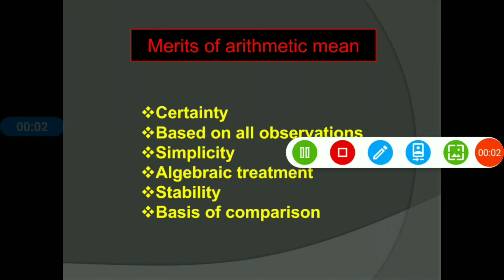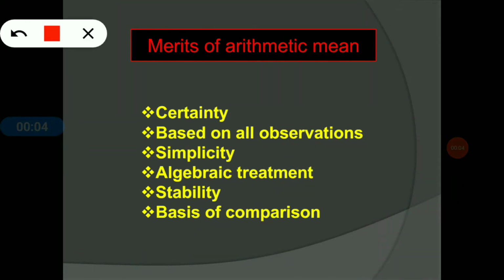The first one is the certainty. So we all know that arithmetic mean is rigidly defined. Rigidly means there is no confusion. It is rigidly defined by the algebraic formula. Now going to the second one, that is it is based on all observations.